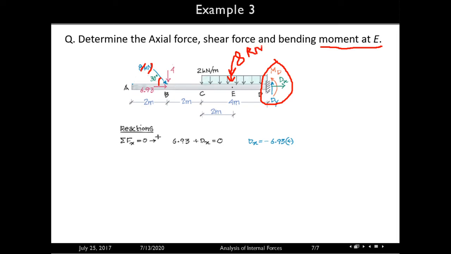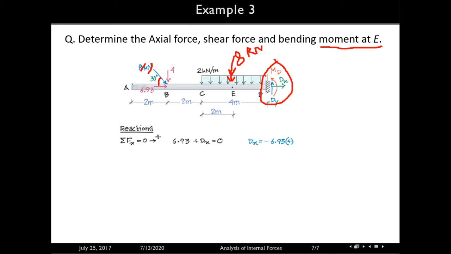8 kilonewton. It will be acting right at the middle portion, or right at the midpoint of this 4 meter, which is at a distance of 2 meter from D and at a distance of 2 meter from E. So now first thing we need to do is calculate the support reactions, which is our initial step for each and every method, whether it is the section method or the diagram method. So let's calculate the reactions first.